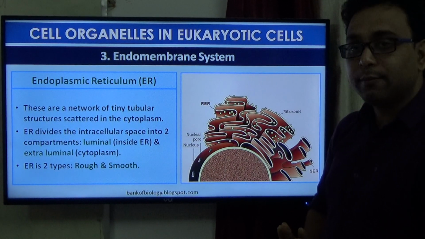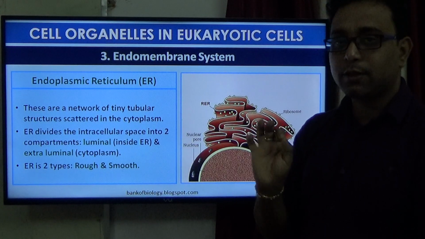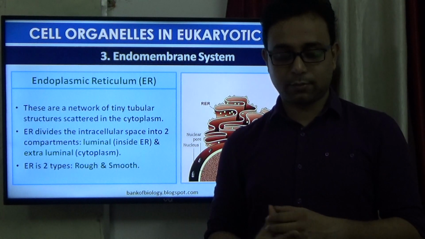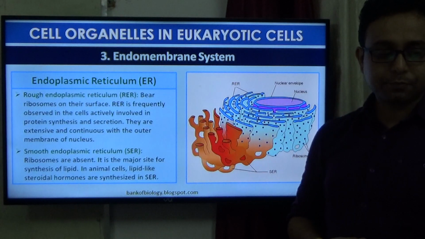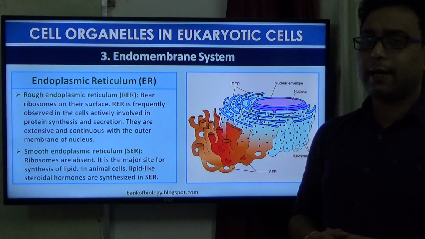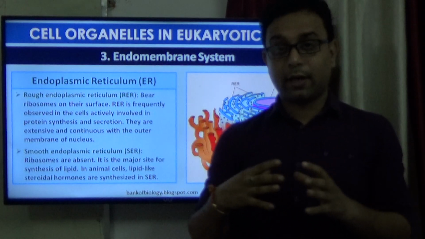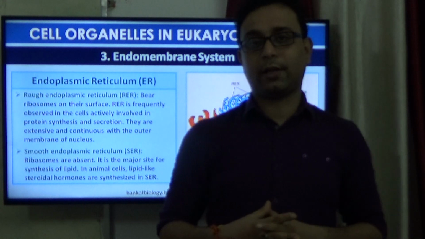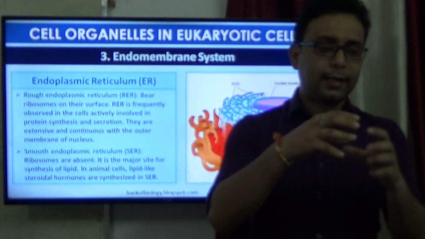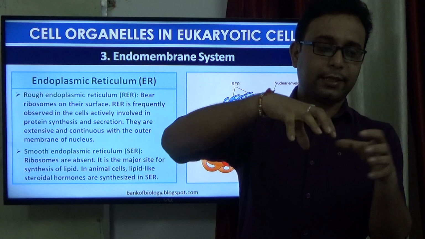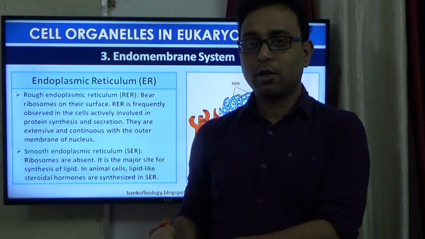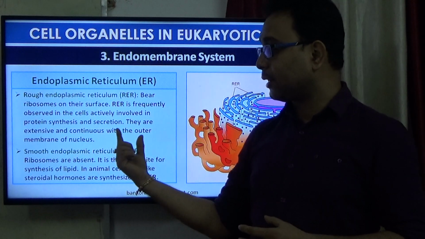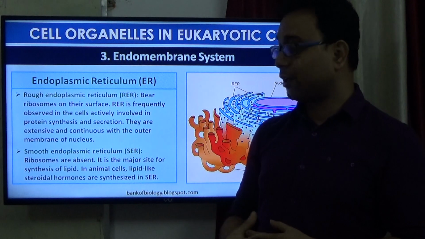The ER is of two types according to the attachment of ribosomes: rough endoplasmic reticulum and smooth endoplasmic reticulum. What is the difference between the RER and the SER? The RER, rough endoplasmic reticulum, has ribosomes on the surface of the structure. RER is frequently observed in cells active in protein synthesis. So the RER functions in protein synthesis and secretion, two most important functions.